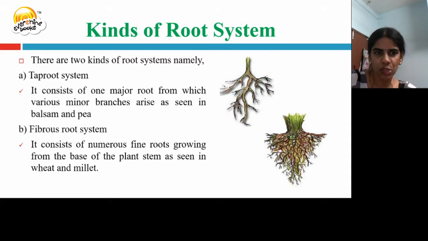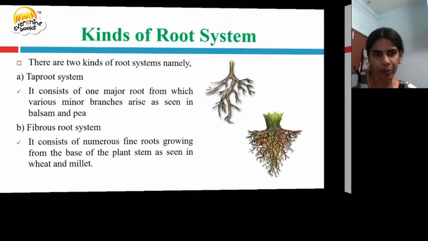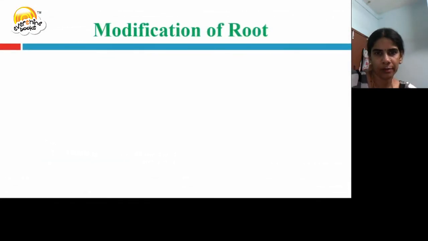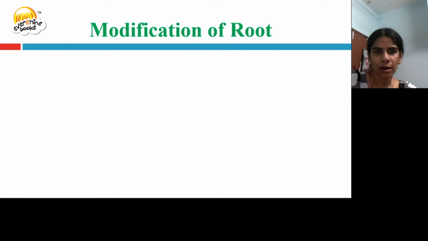You can see the difference between the taproot system and the fibrous root system. The taproot system has primary roots, secondary roots and tertiary roots, whereas the fibrous system does not have any such type of roots. It grows as a bunch. Let us learn about modification of roots.